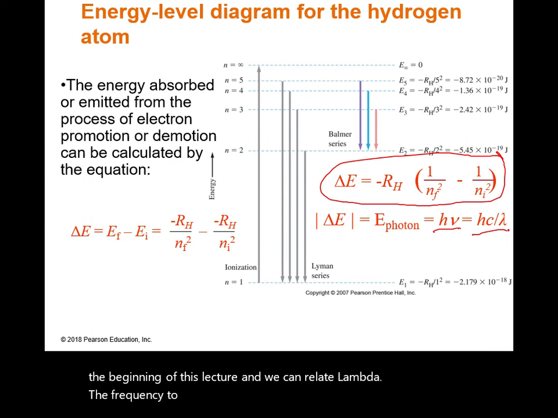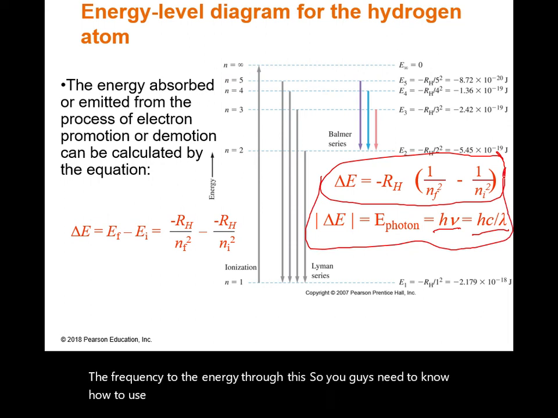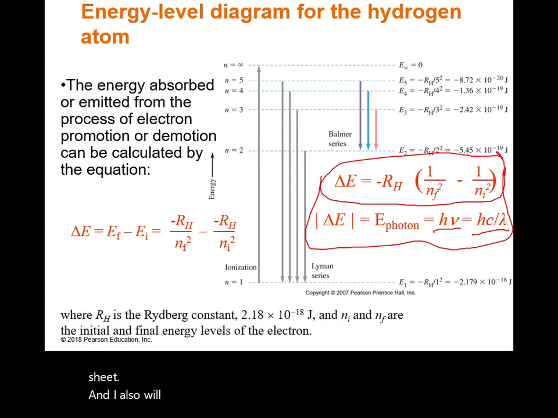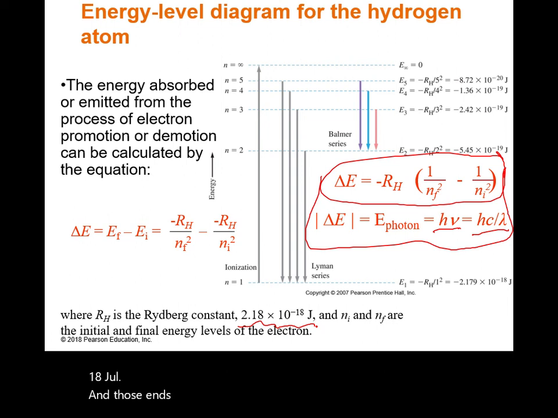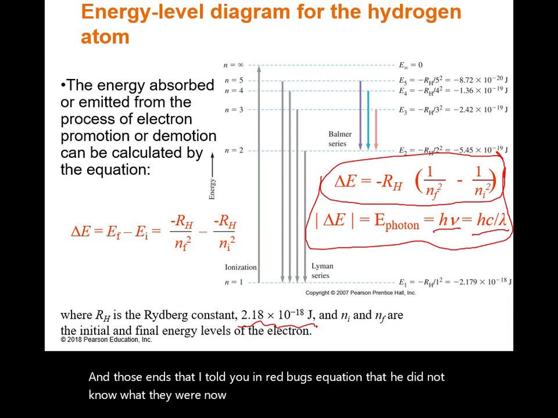So you guys need to know how to use these equations. I will give you those equations on the data sheet. And I also will give you Rydberg's constant. It's 2.18 times 10 to the negative 18 joule. And those n's that I told you in Rydberg's equation that he did not know what they were, now they're called orbits or energy levels. They're orbits or energy levels in this model.